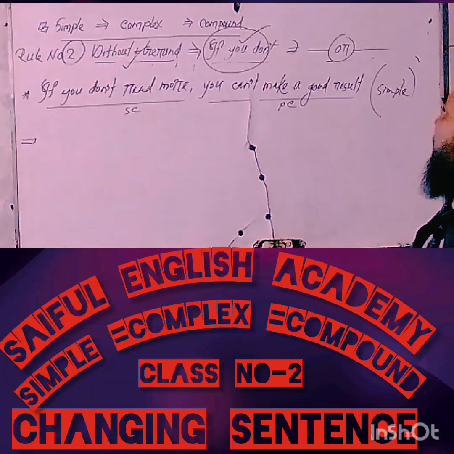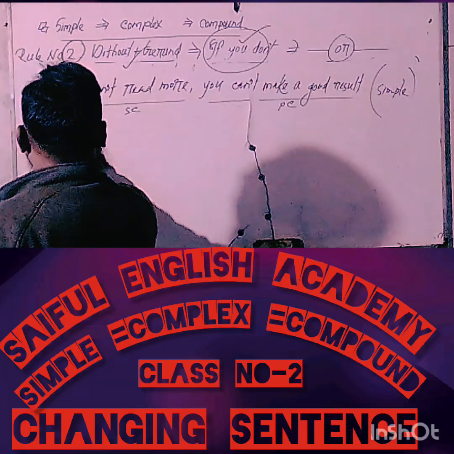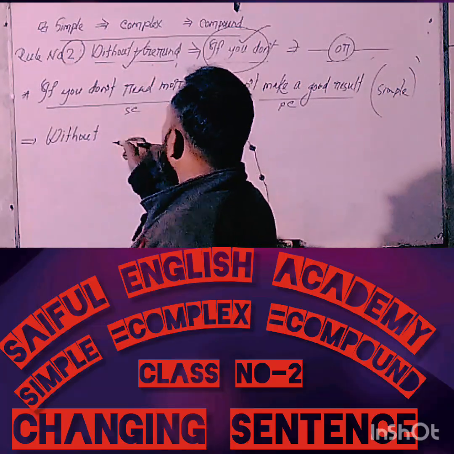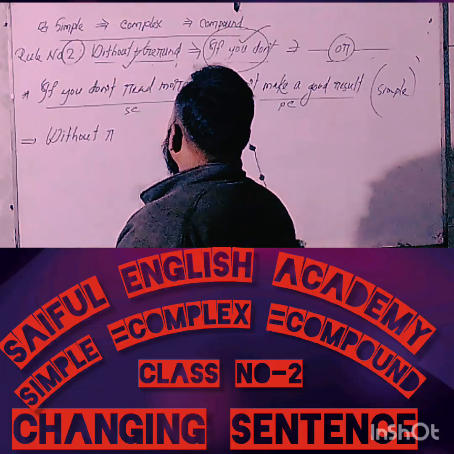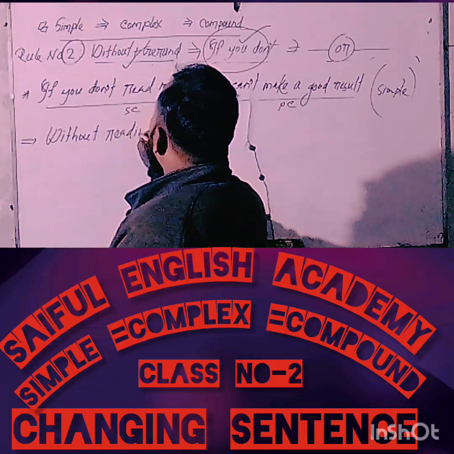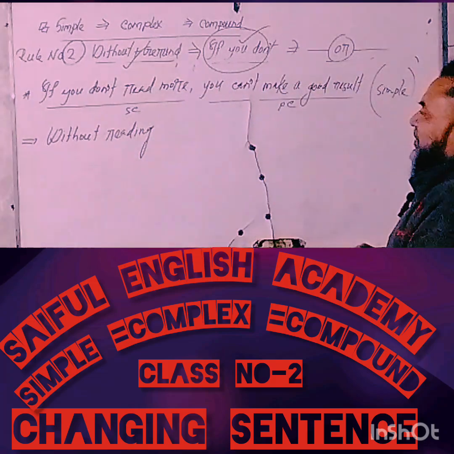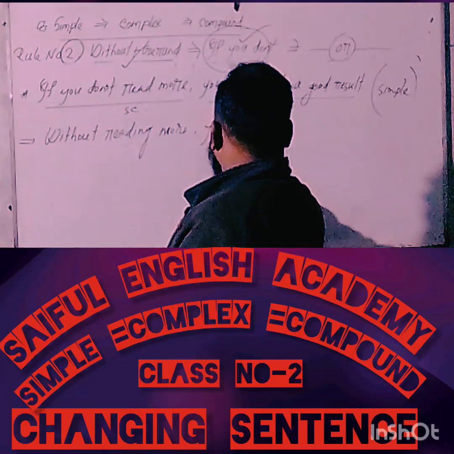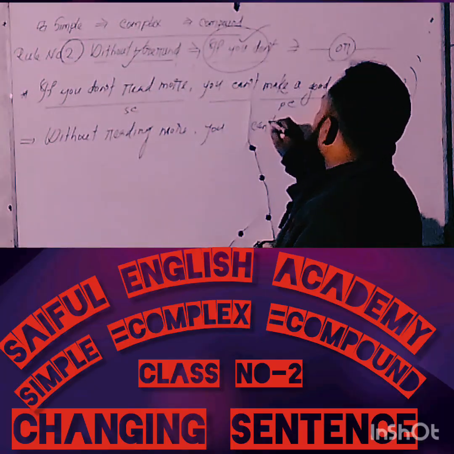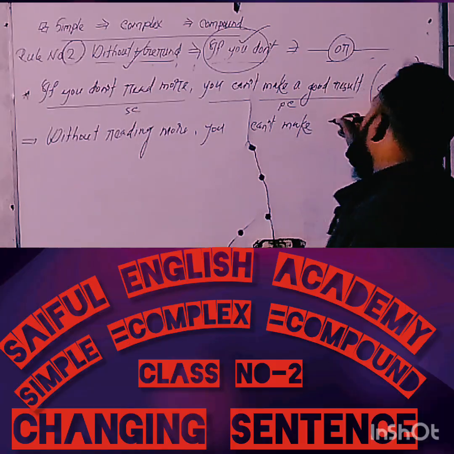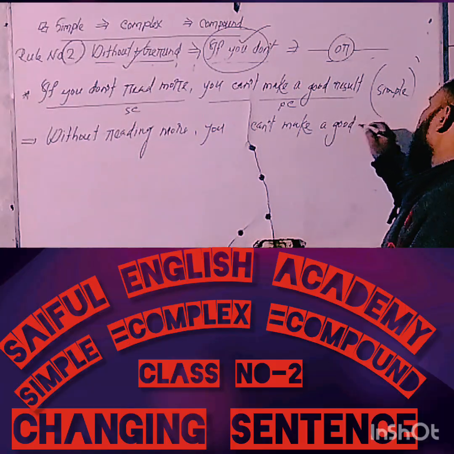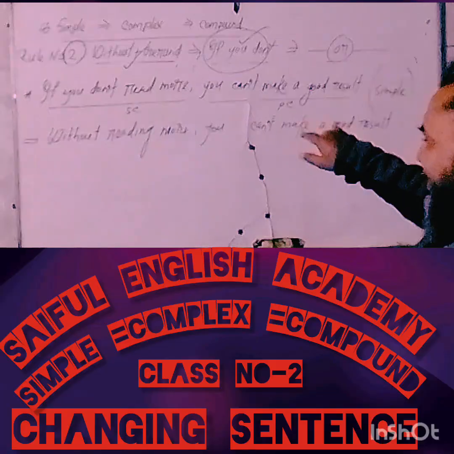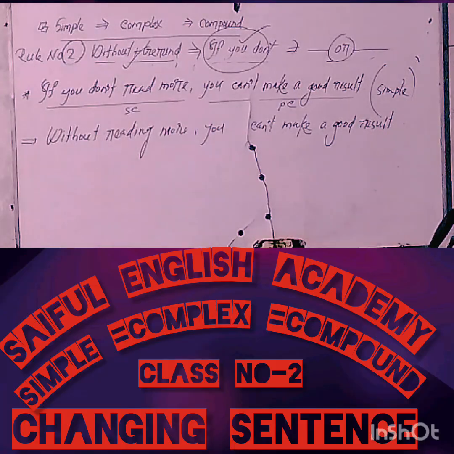Without plus gerund. So, my dear learners, try to solve it: without plus gerund. Gerund means verb plus ing. Gerund means to add ing with the verb. That means here the verb is read, and add ing. That means gerund verb. Okay, my dear learners, the sentence becomes: Without reading more, you can make a good result. Okay, my dear learners, then instantly this category of sentence changes into a simple sentence.